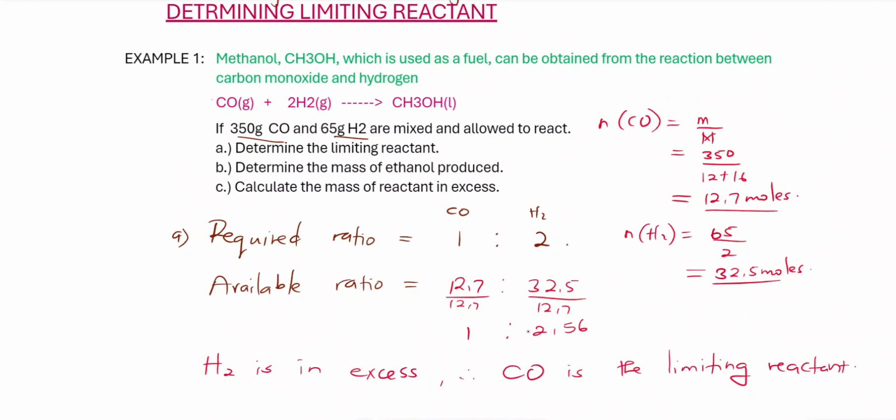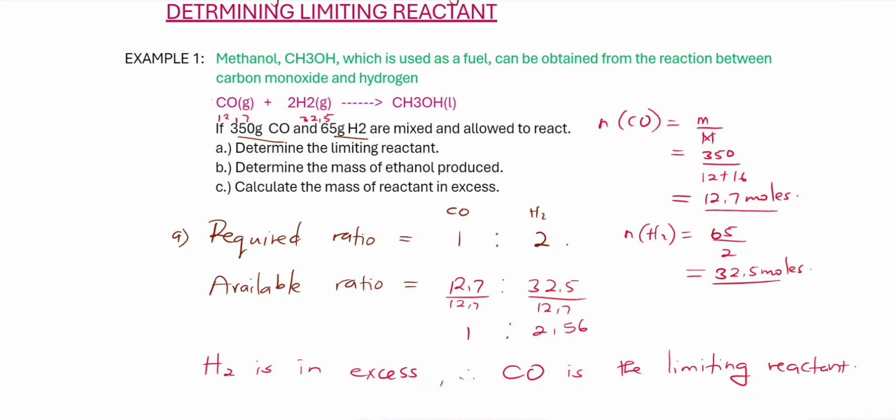If our final answer after dividing by this was less than 2, that would be telling us that hydrogen is limited because we'd be getting less than what is required. So we'd say hydrogen is our limiting reactant. But in this question, we found out that carbon monoxide is the one that is limiting and hydrogen is in excess. Let us go to the next question, B.